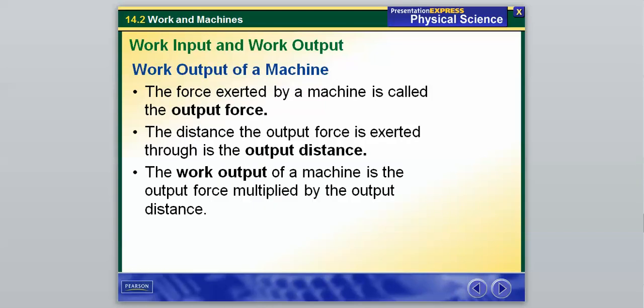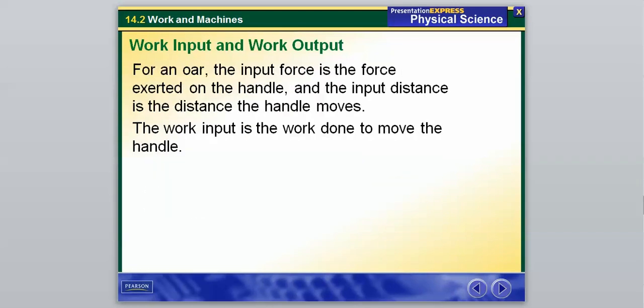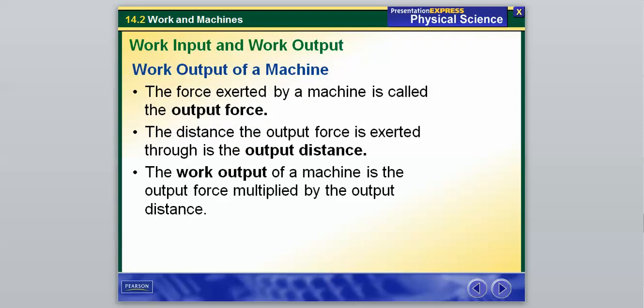And so now, skipped one, sorry. For an oar, the input force is the force exerted on the handle, and the input distance is the distance that the handle moves, which we've just said. And the work input is the work done to move the handle. So you moving the handle is how much work you're putting into the system, into the machine of the oars.